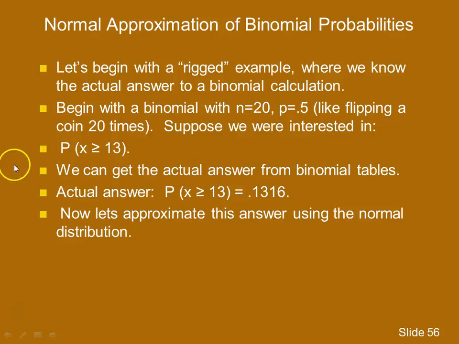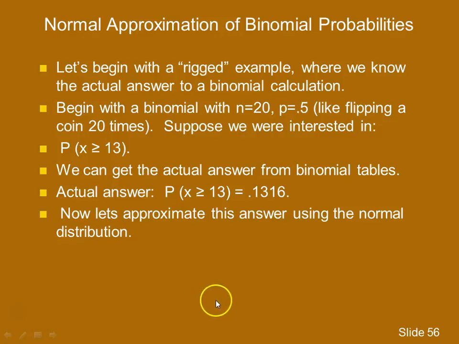Suppose we were interested in the following probability. We want the probability that x is at least 13. In other words, the probability of 13 or more heads in 20 flips. If you go to some binomial tables, or if you use your TI-84, if you have one, you should be able to find that the actual binomial answer here is 0.1316. Now, most of the time, we don't know these actual answers, but in this case, we do.